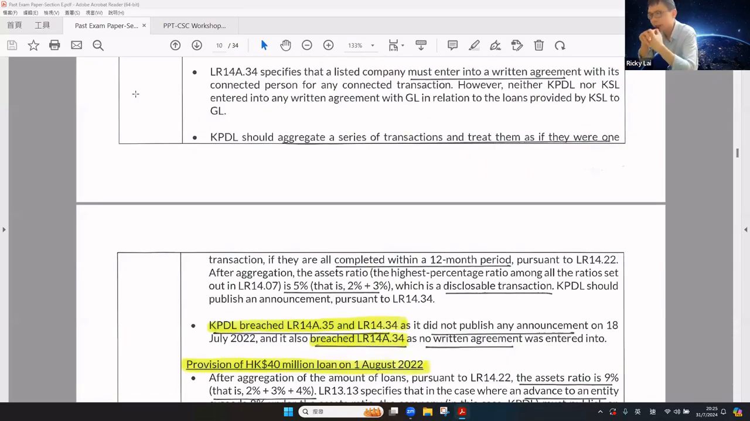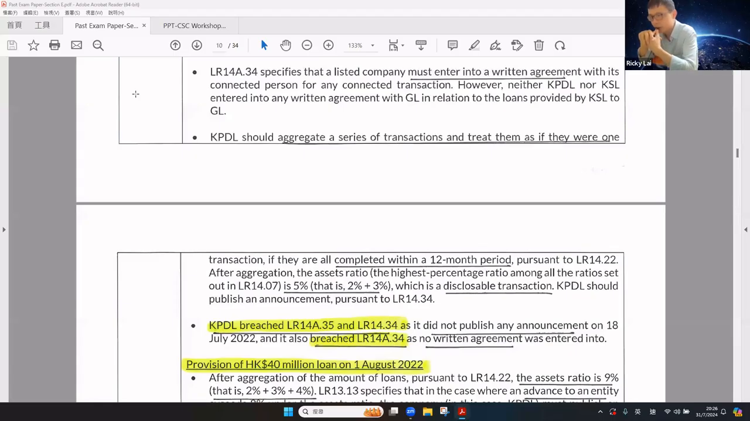The listed company should aggregate a series of transactions and treat them as if they were one transaction, if they are all completed within a 12-month period. After aggregation, the exact ratio, that is the highest percentage ratio among all the ratios, is 5%. That is 2 plus 3%, which is a disclosable transaction. Therefore, the company should publish the announcement.